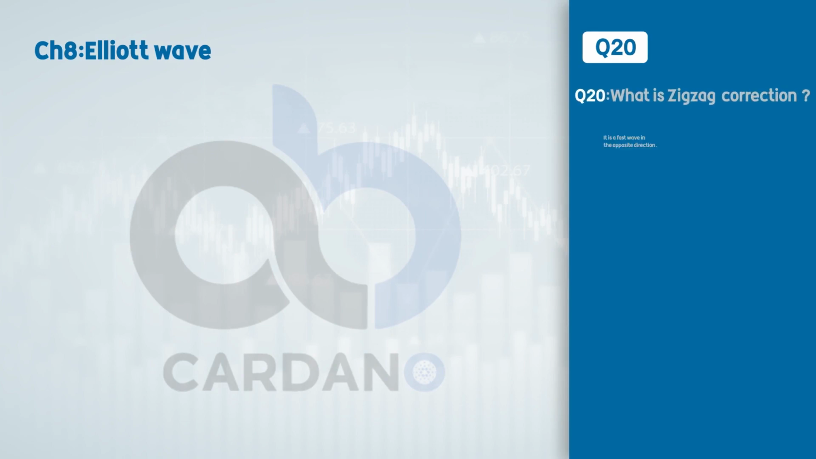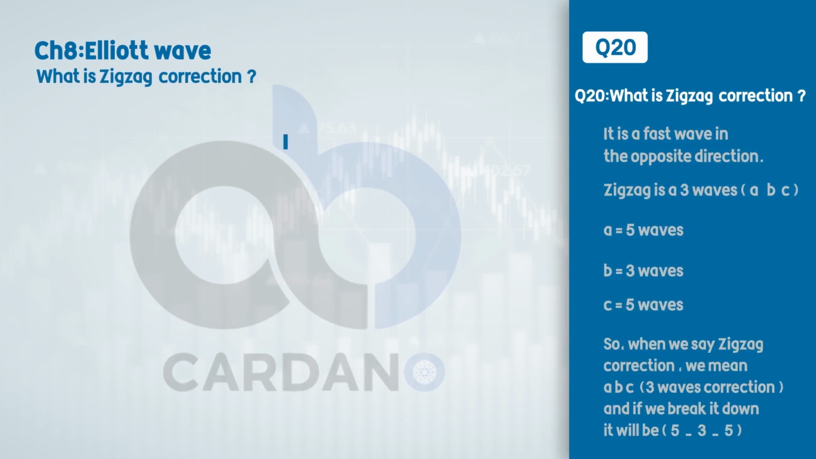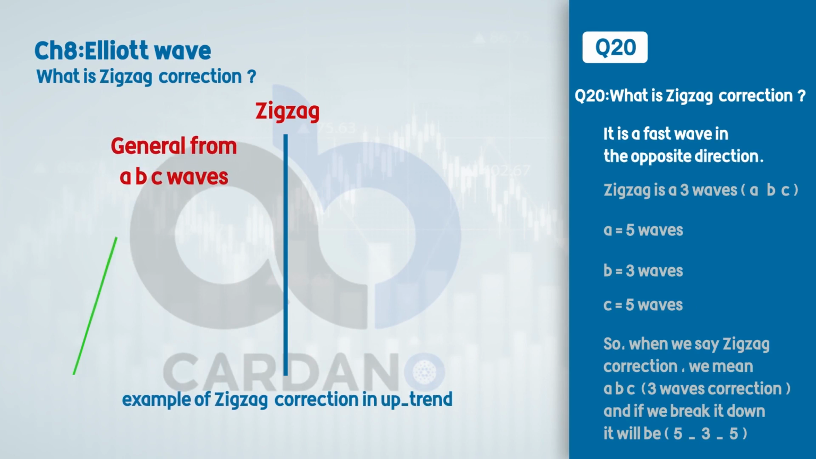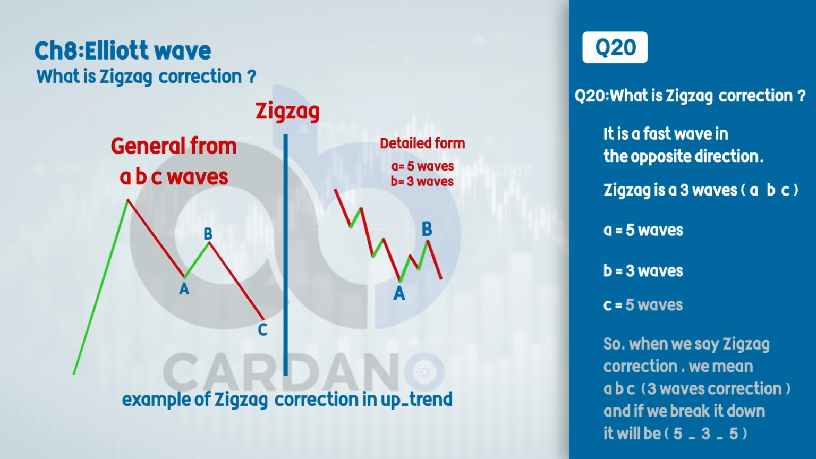Question number 20. What is zigzag correction? The answer is, it is a fast wave in the opposite direction. Zigzag is 3 waves, A, B, C. A equals 5 waves, B equals 3 waves, and C equals 5 waves. So, when we say zigzag correction, we mean an A, B, C, 3-wave correction, and if we break it down, it will be 5, 3, 5.